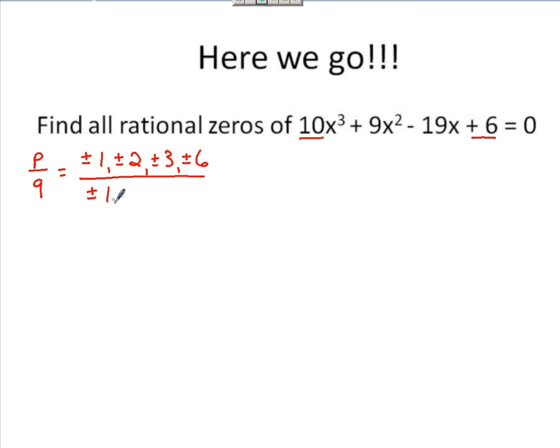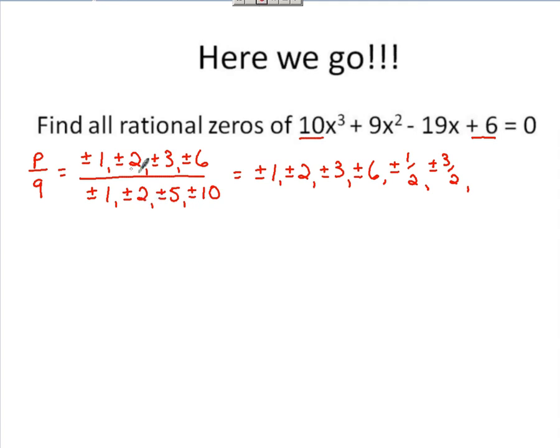So factors of 10 would be plus or minus 1, plus or minus 2, plus or minus 5, and plus or minus 10. If we divide all that out, for starters, I would take all the values I have up here, divide by plus or minus 1. That would give me all the values from the top back. Next, I'll take all of these values here, divide by plus or minus 2. If I take 1, divide by 2, I get plus or minus 1/2. If I take 2, divide by 2, I get 1. If I take 3 divided by 2, I get plus or minus 3/2. And if I take 6 divided by 2, I get 3 back.